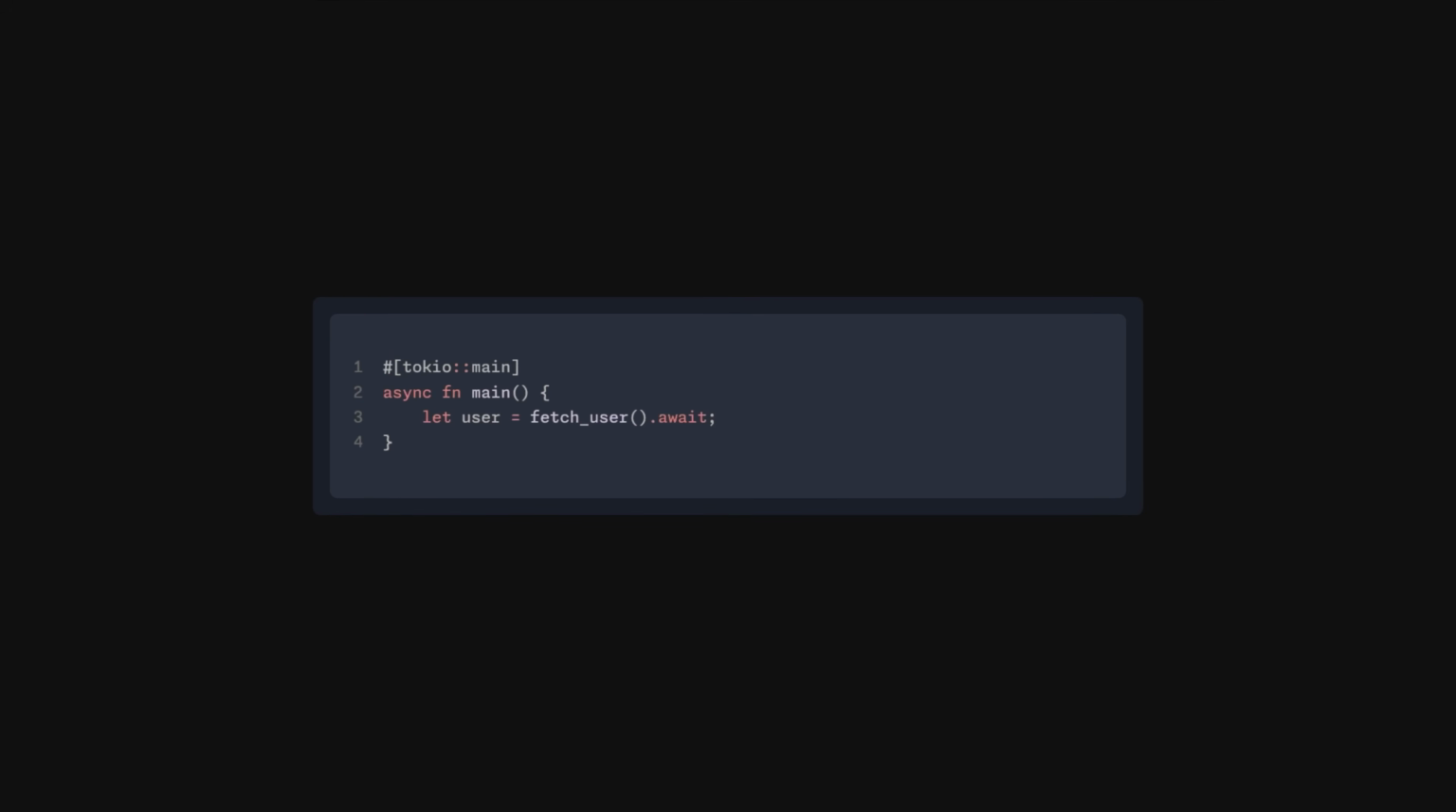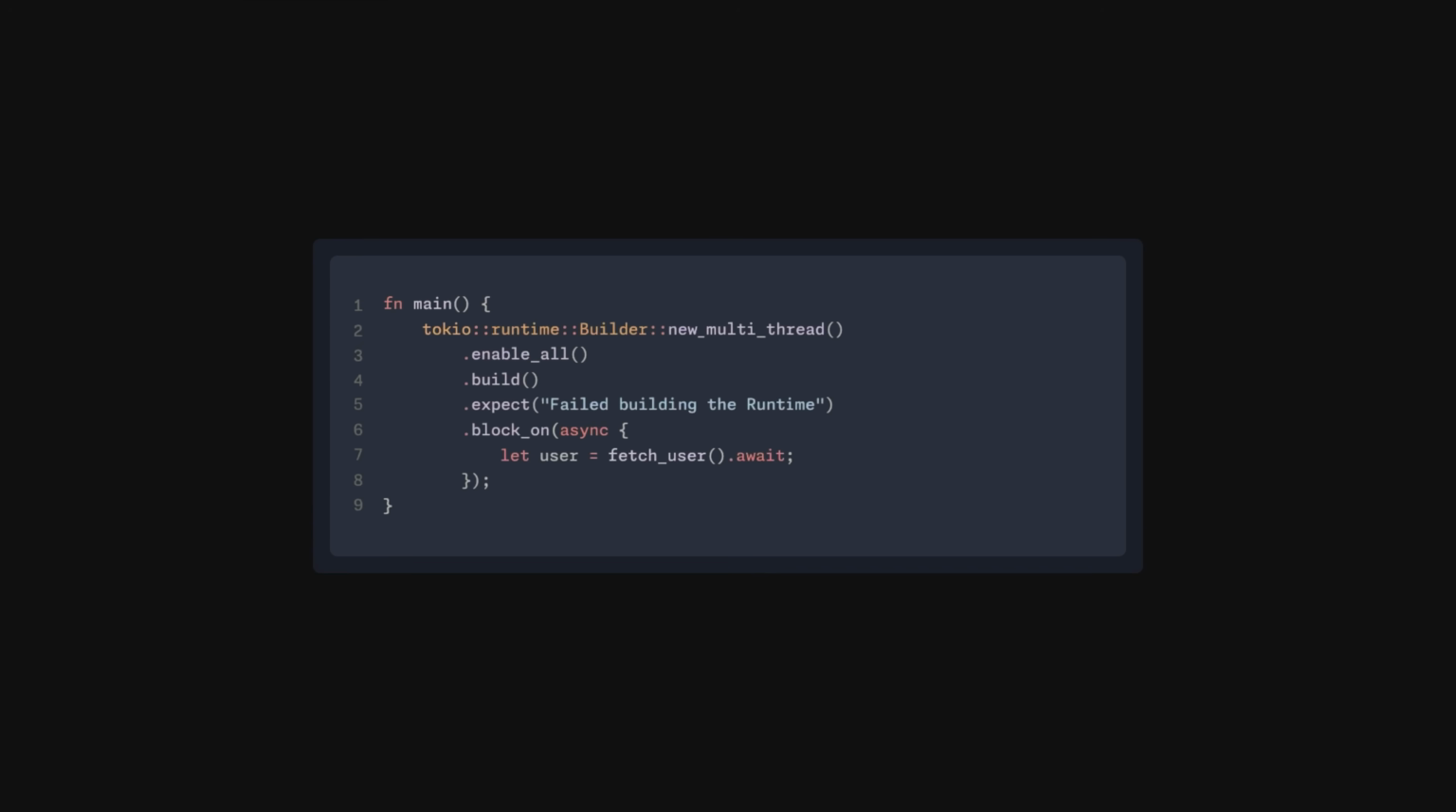Async Rust code that uses Tokio starts with this single line, the Tokio main attribute. This is a macro that turns the main function into this. Two things to notice. The first chunk builds the Tokio async runtime that actually runs async code. Then block on is called.